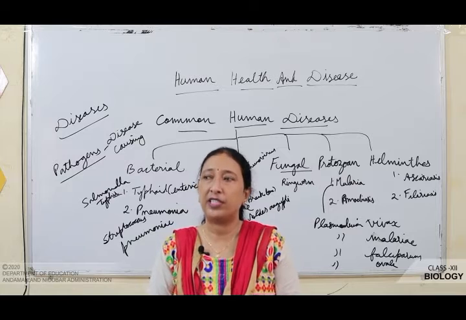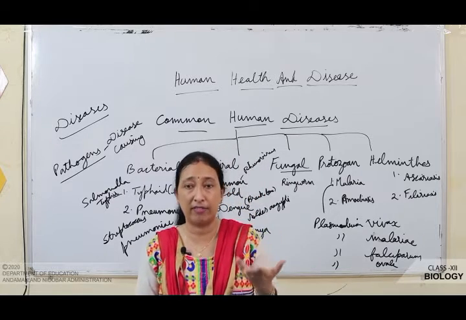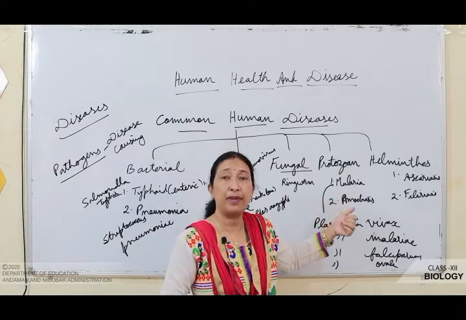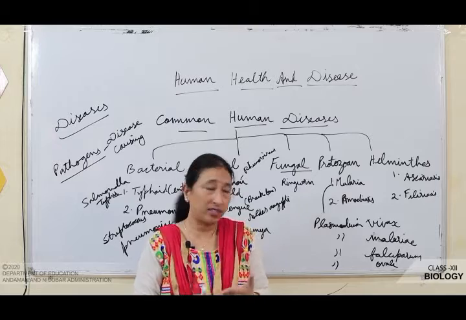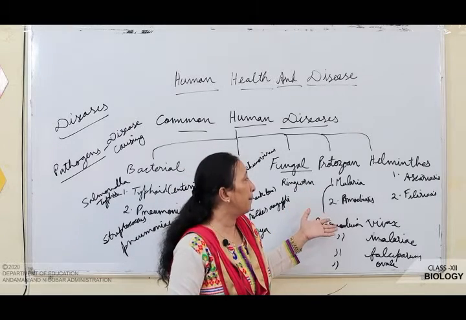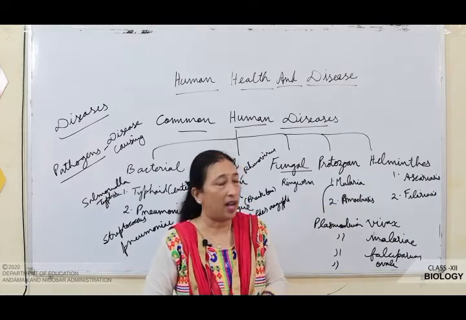The mode of transmission is the female Anopheles mosquito, and the symptoms are again fever, headache, muscular pain, nausea. These are the symptoms for malaria. Now we see the next protozoan, the amoeba.